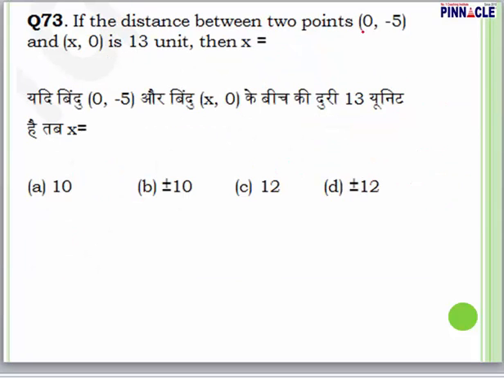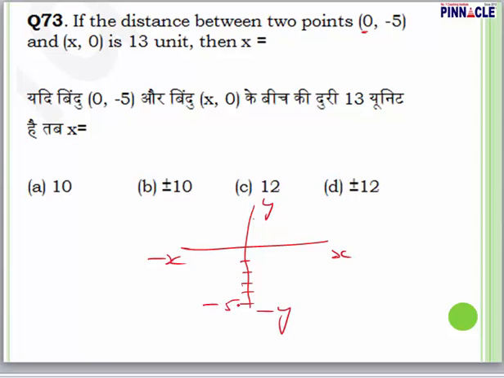If the distance between 2 points (0, minus 5) and (x, 0) is 13 units, then the value of x would be how much? So this is a question of graphical representation. You must have learned graphs in lower classes, and this is the same question. This is x, this is minus x, this is y, this is minus y. For example, here it is 0, minus 5. So minus y 5: 1, 2, 3, 4, 5.